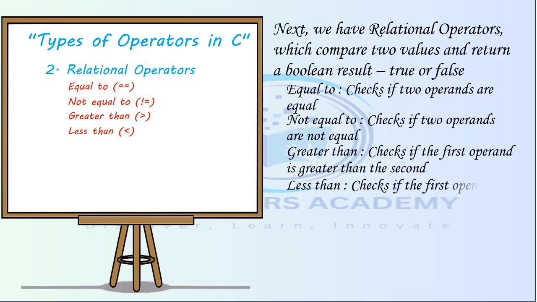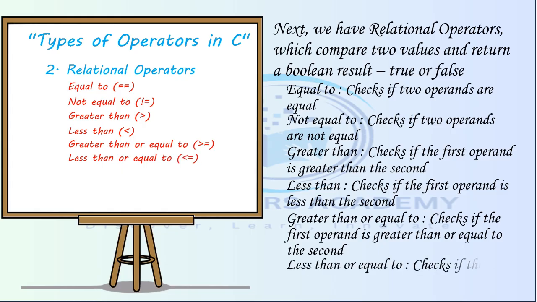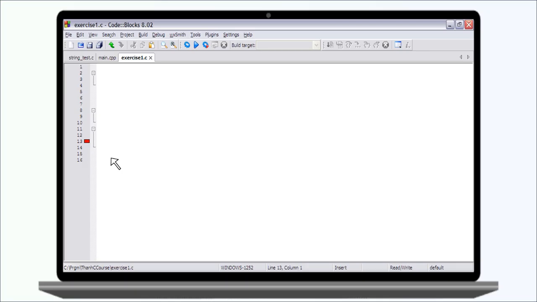Less than checks if the first operand is less than the second. Greater than or equal to checks if the first operand is greater than or equal to the second. Less than or equal to checks if the first operand is less than or equal to the second.